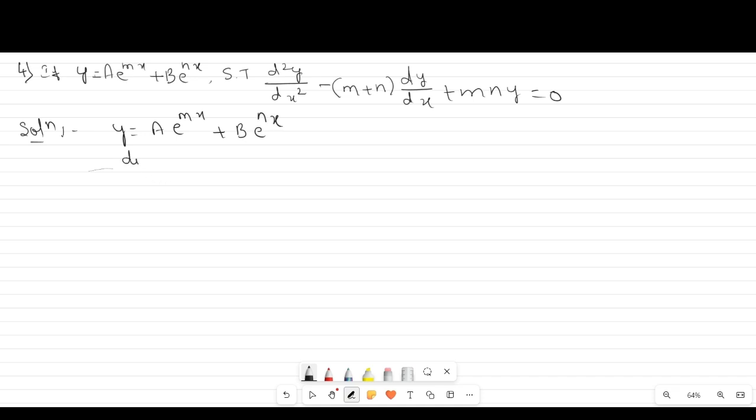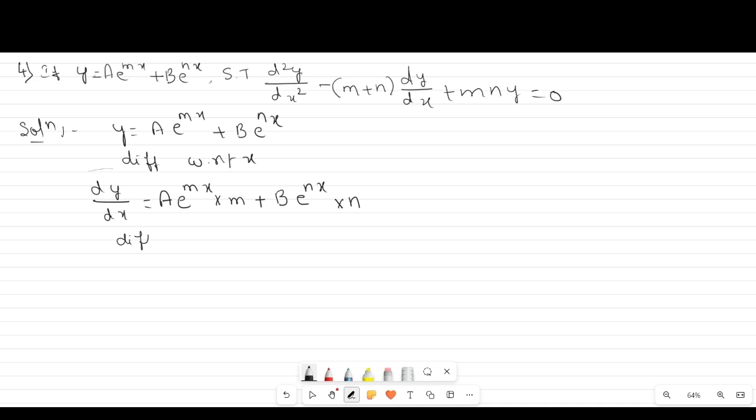Let me differentiate this with respect to x. So dy by dx equals a, constant, keep that constant as it is. E power mx is e power mx into mx derivative is m. Okay, I am doing the chain rule, so one after differentiation of a function, one after the other. Then b into e power nx is b constant, e power nx into nx derivative is n.